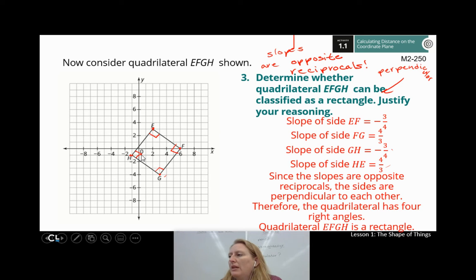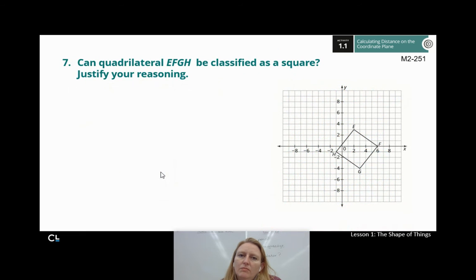So I know this is a rectangle because I have 4 congruent angles. Yay, 4 right angles. But is it a square? Can you use the distance formula and decide whether or not it's a square? Go ahead, use the distance formula for all 4 sides, and see if you can figure out whether or not this is a square. Hit pause, work it out, hit play when you're ready to check your work.